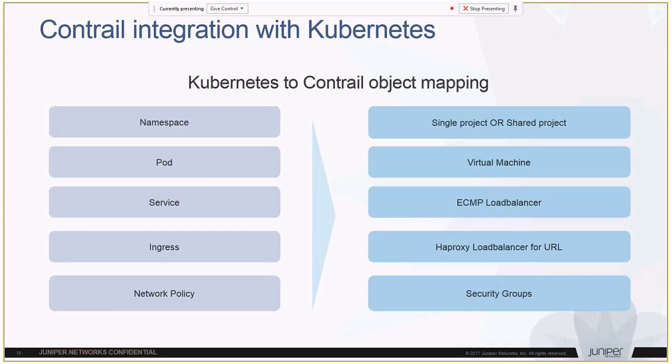So the namespace, as I said, is a project or a tenant. The pod for us is like a virtual machine. So we have a virtual machine object. It's not a virtual machine, but we can create the object. So the pod maps to that.